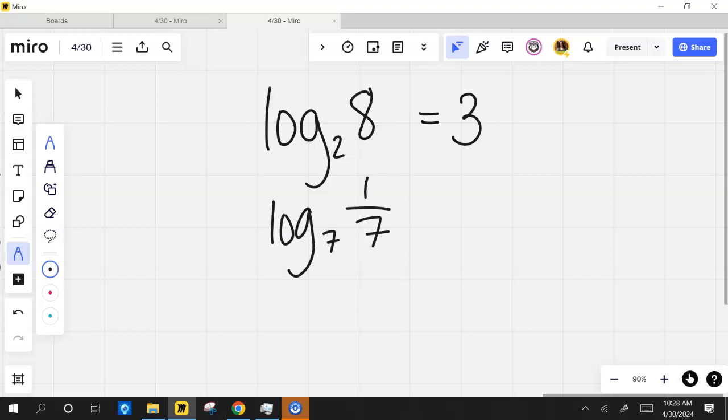What about that one? That is right. It'll be dependent, because the exponent is -1.